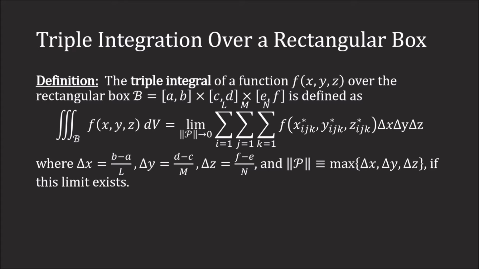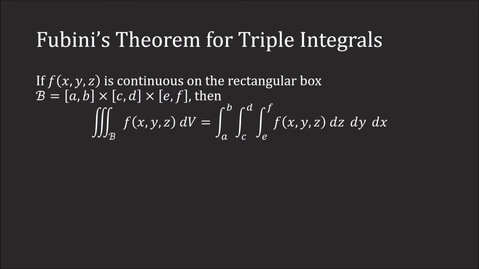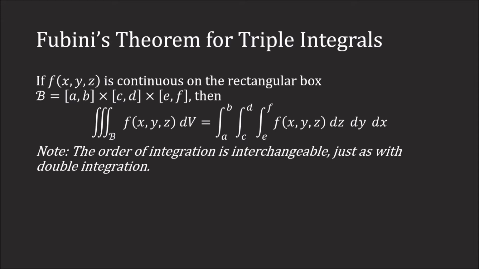So we can now write Fubini's theorem for triple integrals. If f of x, y, z is continuous on the rectangular box [a,b] cross [c,d] cross [e,f], then the triple integral over B of f of x, y, z dV can be written as an iterated integral, except this time it is a triple iterated integral. So it's the integral from a to b, integral from c to d, integral from e to f of f of x, y, z dz dy dx. Now, the order of integration is changeable, just as it was with double integration.